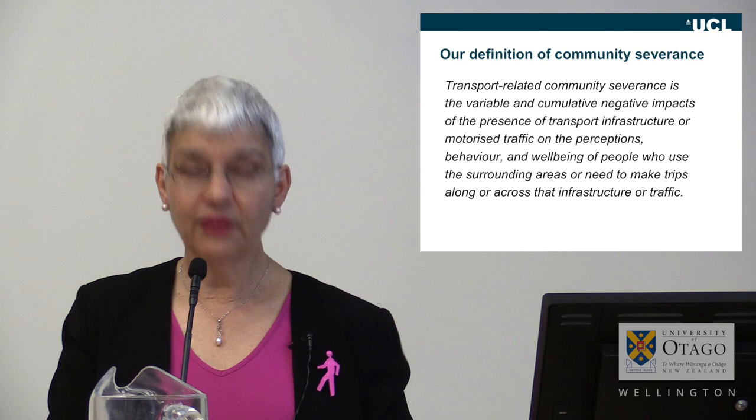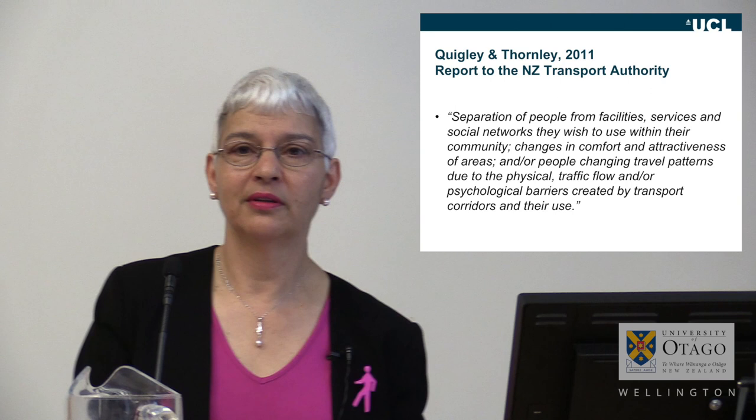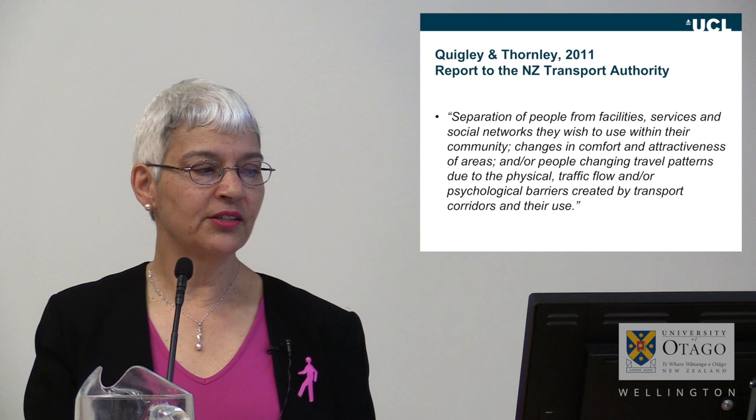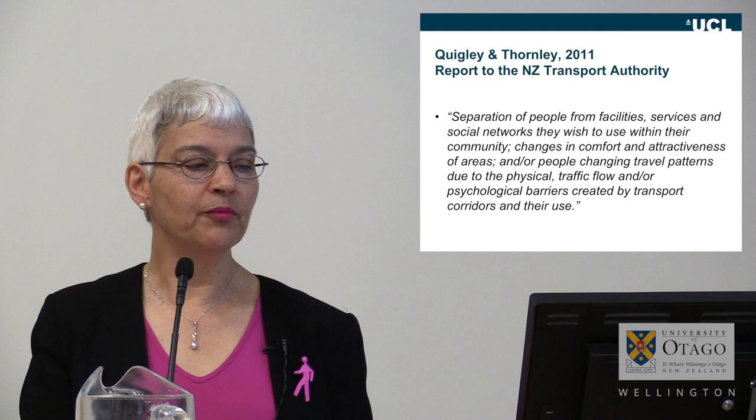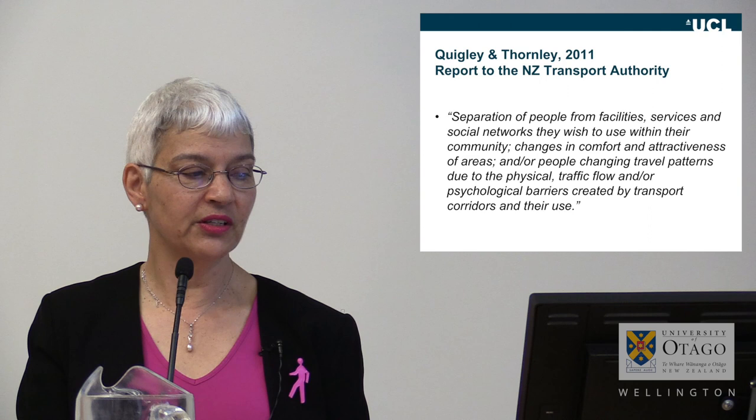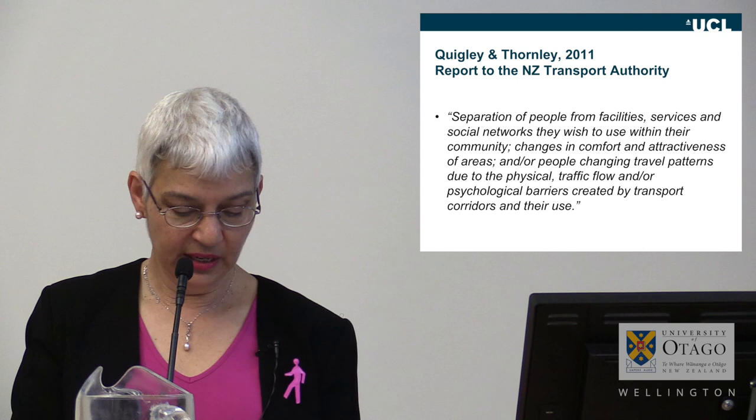Now, if we'd known about Rob Quigley and colleagues' work, we might not have had to make our own definition. They said, separation of people from facilities, services and social networks they wish to use within their community, changes in comfort and attractiveness of areas, and or people changing travel patterns due to the physical traffic flow and or psychological barriers created by transport corridors and their use.